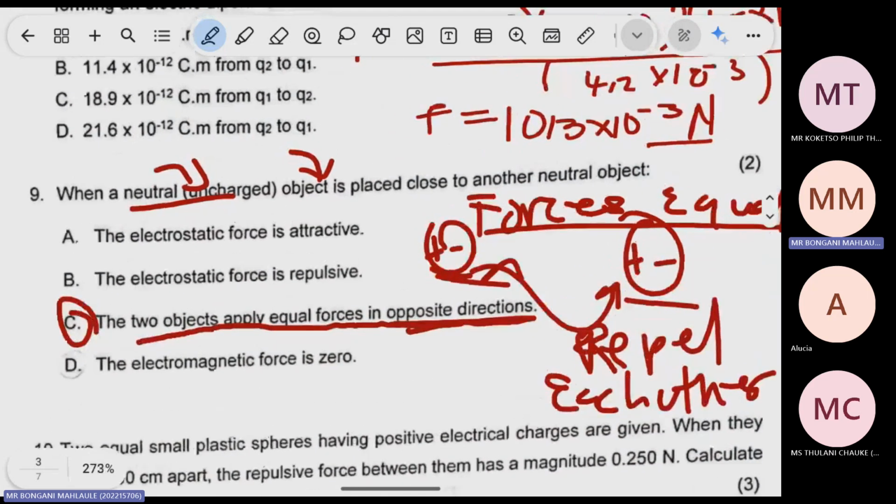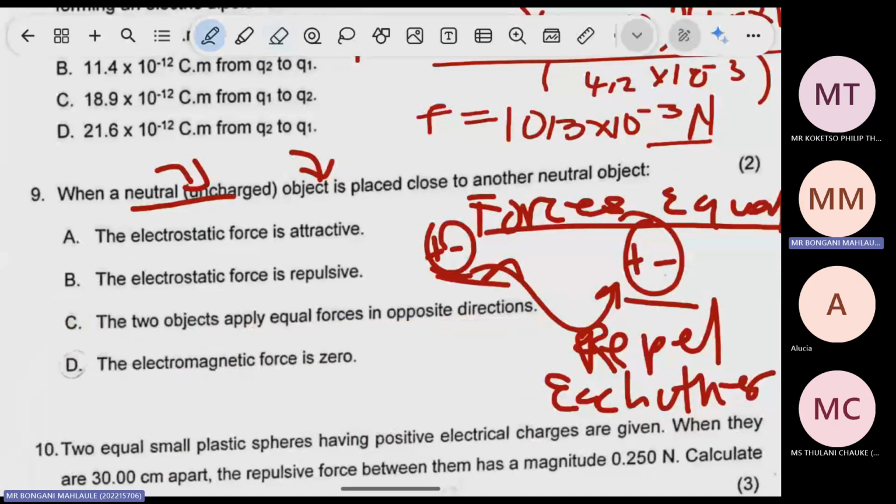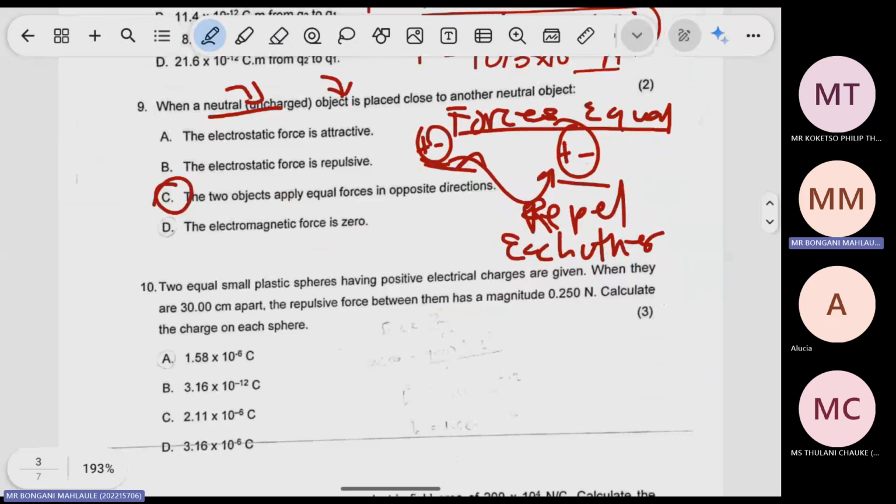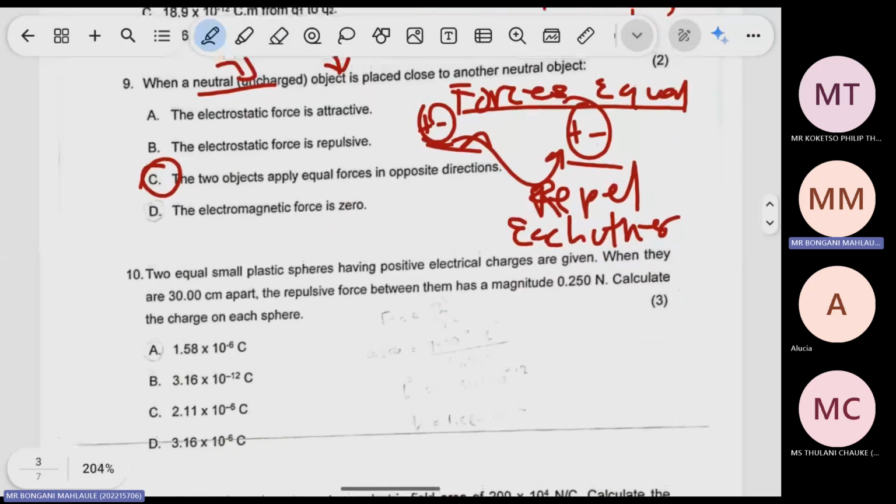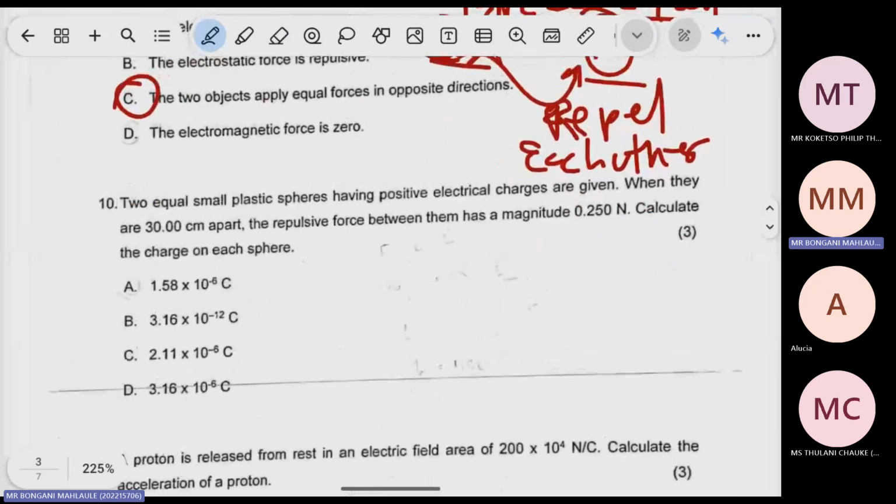With the magnetic force, we're not sure about this one. I don't think it will be zero. It will be letter C, this one. I don't know if you guys actually chose C here. Then we'll go to number 10.